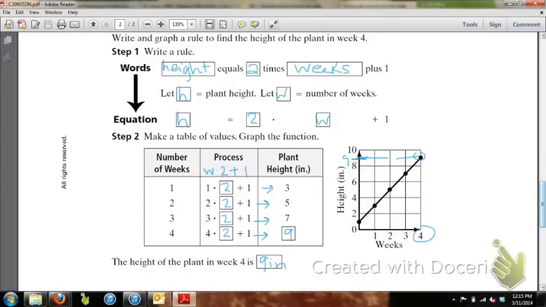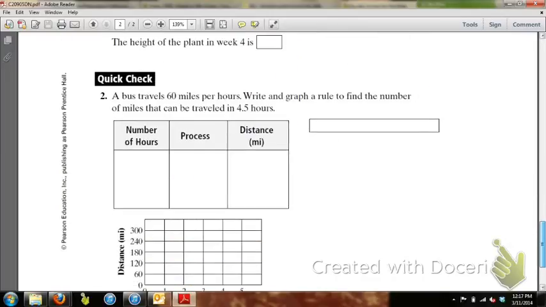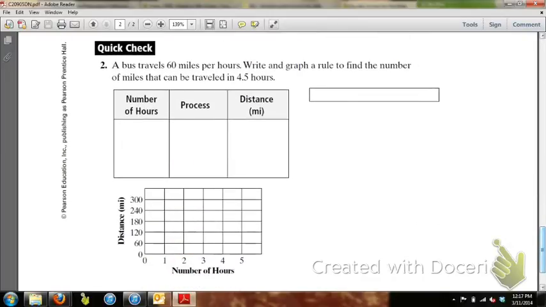Okay, so now you can try quick check number 2. You're going to make a table for how many hours, and you're going 60 miles per hour. Write and graph a rule so that you can answer how many miles you travel in 4.5 hours. Okay, so try that quick check, and we'll check your work in class.